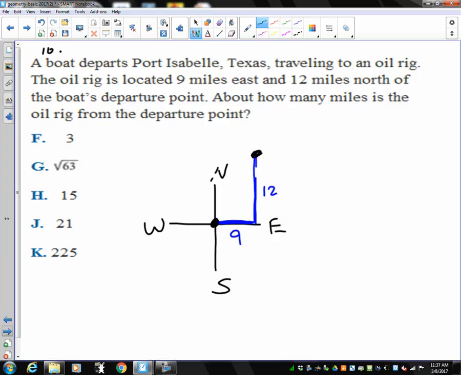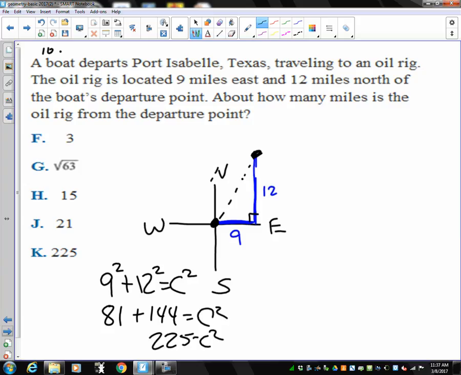So you can tell here, if I went due north, that's going to be a right angle, and that's going to be a right triangle. So that's just another Pythagorean theorem question. So we can just say 9 squared plus 12 squared equals c squared. So that would be 81 and 144. 81 and 144 is 225.